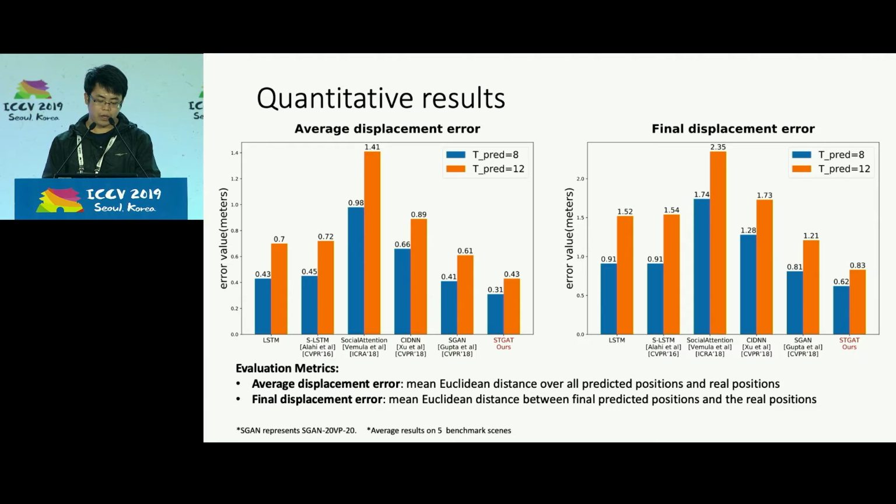For evaluation, we observe 8 time steps of the history and predict the next 8 and 12 time steps. We use the standard evaluation metrics ADE and FDE to measure the performance of the algorithm. At the far right is our model. It shows that our approach outperforms the best baseline model with around 20% improvement in accuracy on average.